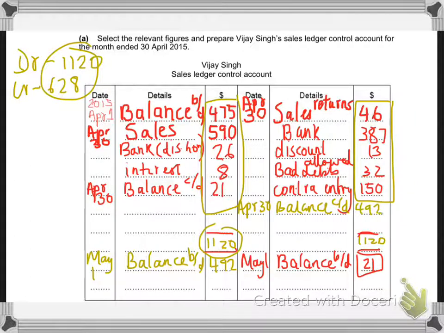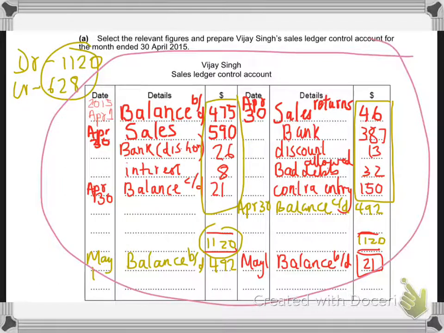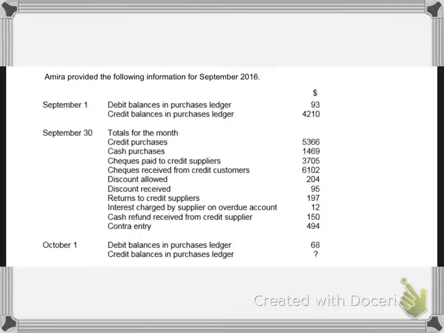So this is the end of the sales ledger control account, and now we'll be going towards the purchase ledger control account. So this is our next question. Here we need to prepare a purchase ledger. The opening balances are given over here. So on the debit side, the opening balance will be 93, and credit side we'll record 4210. Then we'll record the credit purchases, cash purchases we won't. Then we'll do checks paid to the credit suppliers.